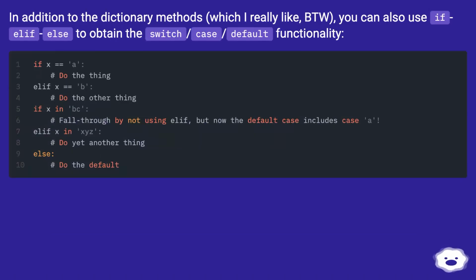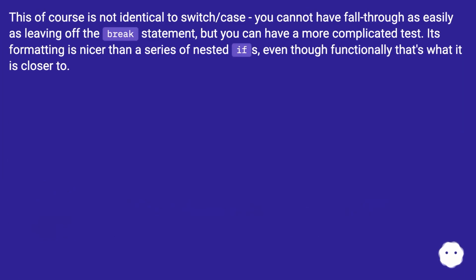In addition to the dictionary methods, which I really like, BTW, you can also use if elif else to obtain the switch/case/default functionality. This of course is not identical to switch/case; you cannot have fall through as easily as leaving off the break statement, but you can have a more complicated test. Its formatting is nicer than a series of nested ifs, even though functionally that's what it is closer to.